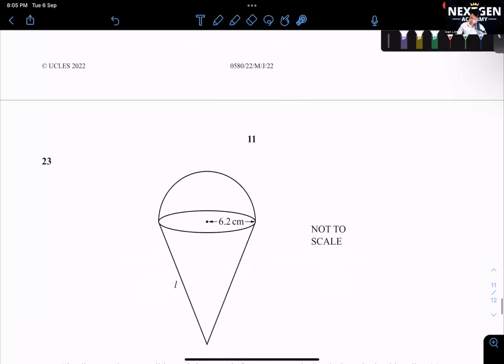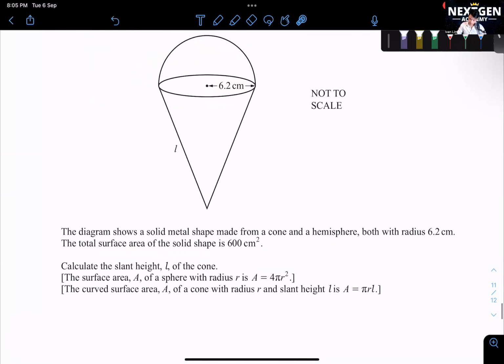Okay, let's go to the last question. Okay, the diagram shows a solid metal shape from a cone and a hemisphere, both with radius 6.2 cm. The total surface area of the solid shape is 600 cm squared.